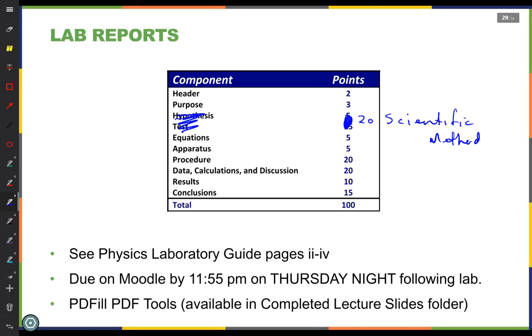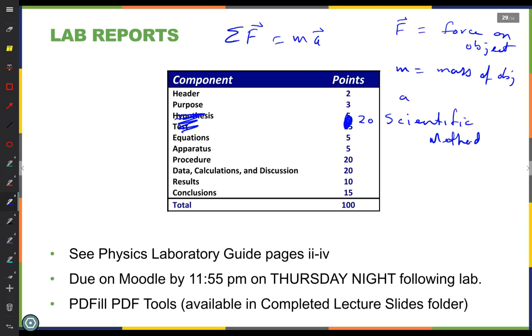Equations. List each equation you're going to use in the lab. Today we're not doing any equations. When you have an equation, make sure you put definitions of what they mean. So for instance, if I was using Newton's second law, I'd say F equals force on object. Of course, the sigma just means sum of. You don't need to define what mathematical symbols mean. M equals mass of object. And A is the acceleration of object. So you need to have the equation written out and what the symbols mean in the equation.